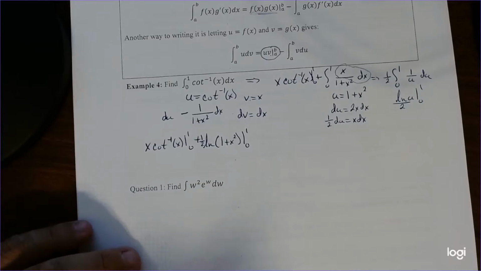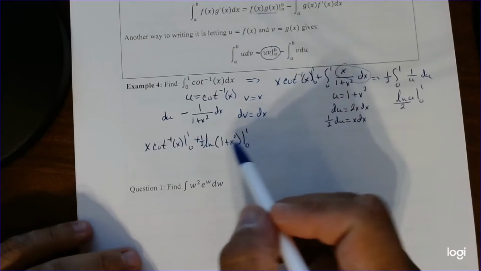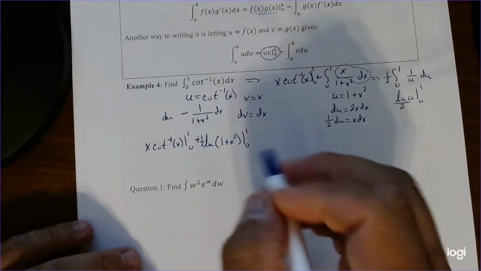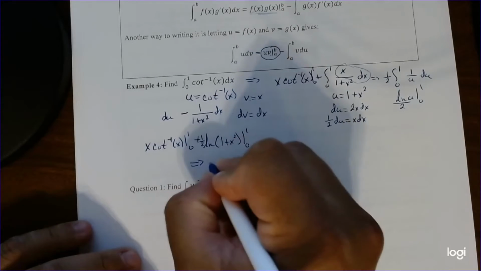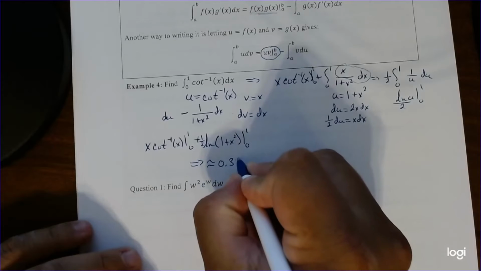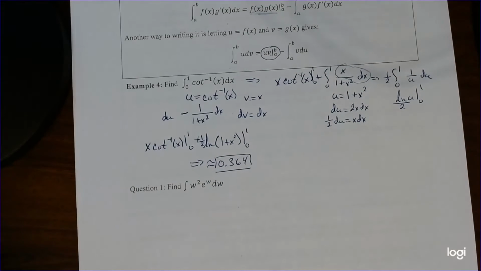And that's just plugging into the calculator, right? So plugging in 1, so cotangent inverse of 1, and then adding it to here. So this is going to be 2, so natural log of 2 cut in half. And that gives you approximately 0.364. And there we go.